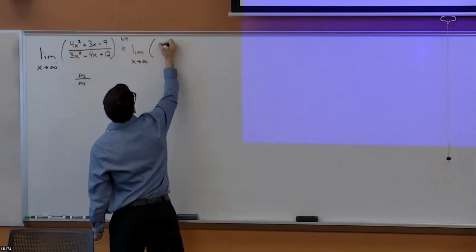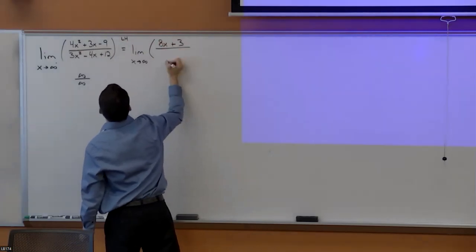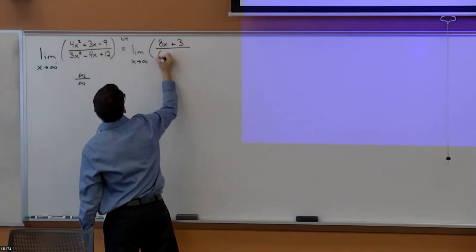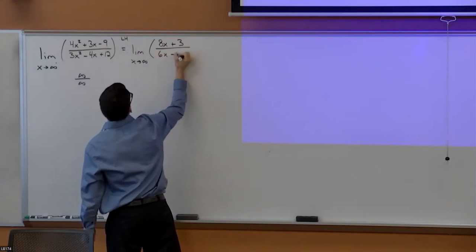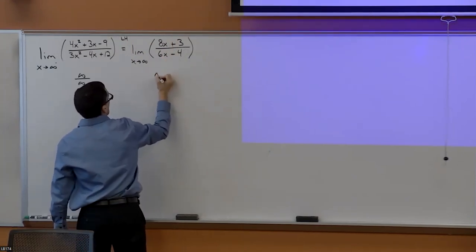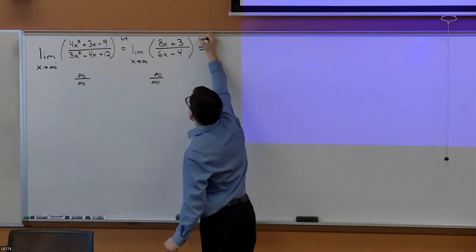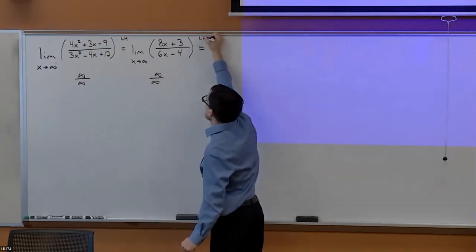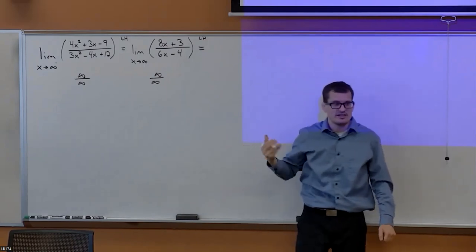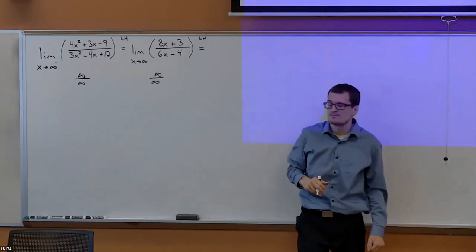Derivative of the top would be 8x plus 3. Derivative of the bottom would be 6x minus 4. That's still infinity over infinity. So I can take another L'Hopital's rule. Notice I can just do L'Hopital's rule as many times as I get infinity over infinity, till I don't get that.